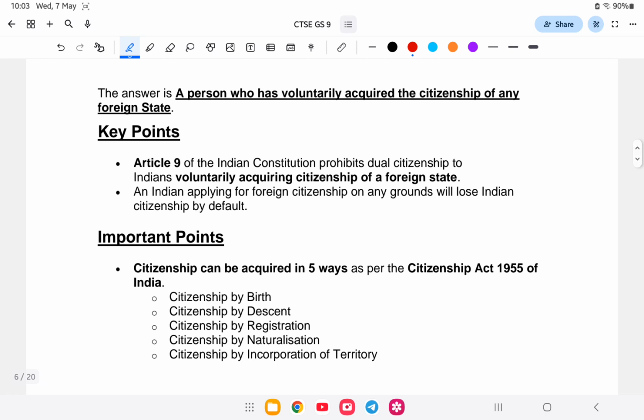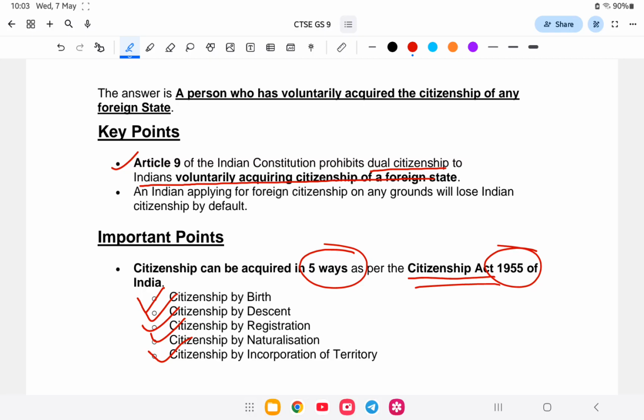So Article 9 of the Indian Citizenship Act prohibits dual citizenship to Indians voluntarily acquiring citizenship of a foreign state. There are also five ways to acquire citizenship according to the Indian Citizenship Act of 1955: citizenship by birth, by descent, registration, naturalization, and incorporation of territory. It is the opposite. So this is the answer. Let us go to the next question.